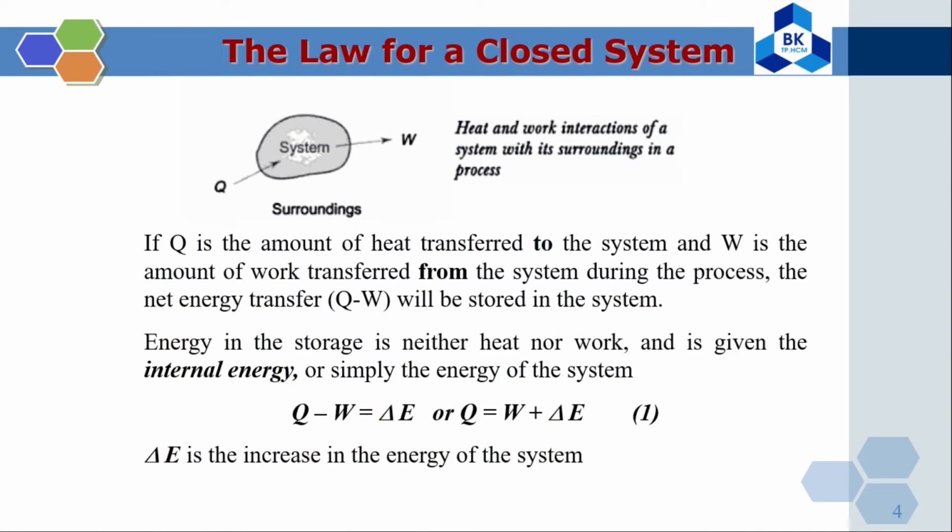Heat and work are the 2 forms of energy very important in thermodynamics. For example, the motorbike or the air conditioner, which we already talked about last week, involve heat and work. So in the closed system, we only have heat and work interacting with the surroundings in the process.